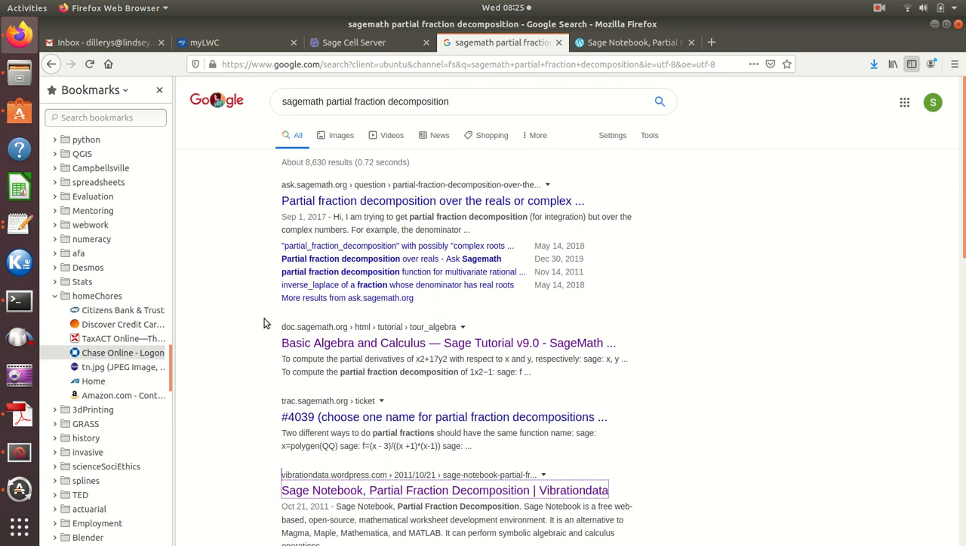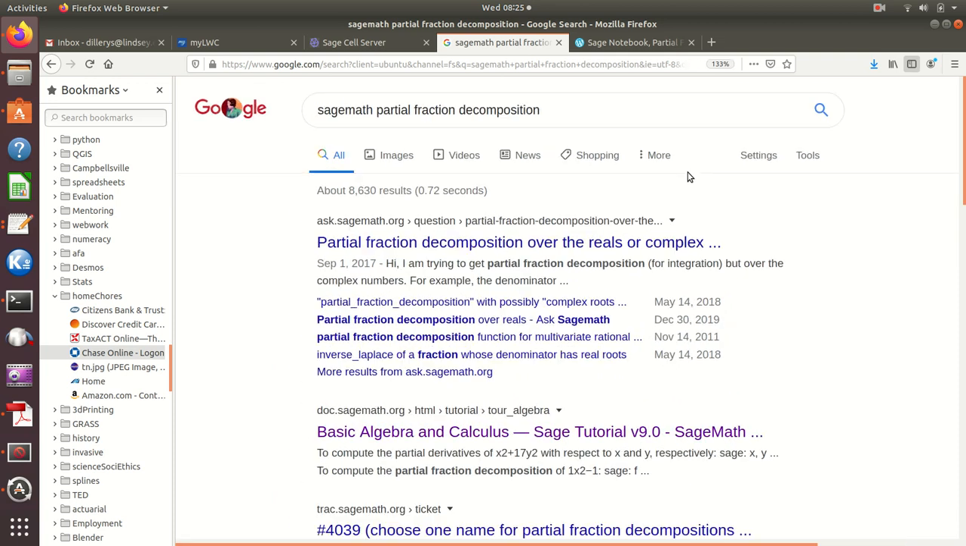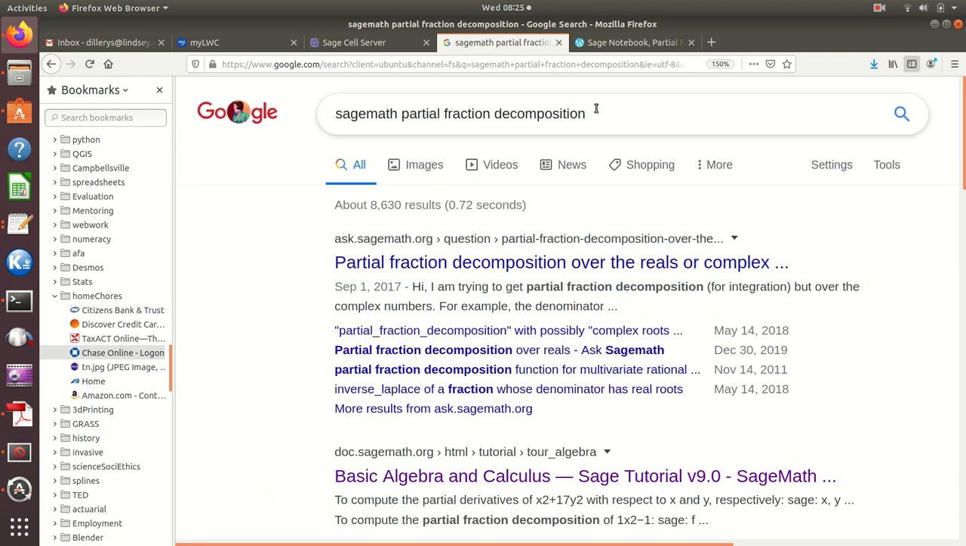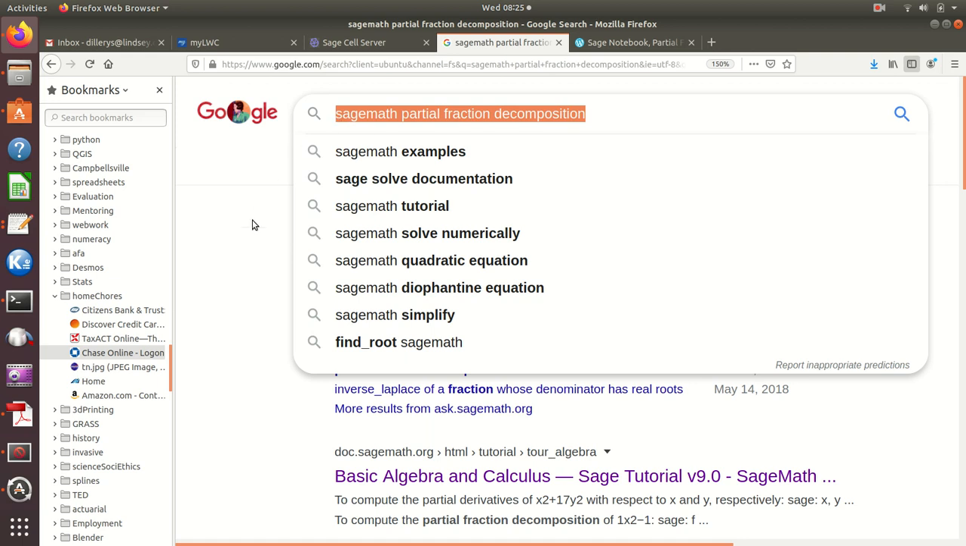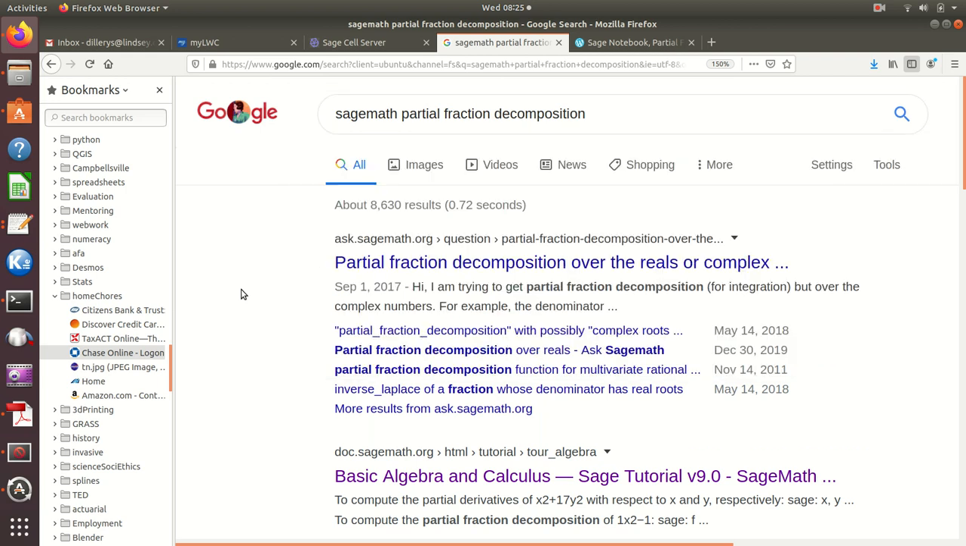All right, so here is some partial fraction decomposition with SageMath. Actually, SageCell will be doing it, but SageMath is the thing that runs SageCell. So what I did was I went here. I should make this a little bigger. I typed in SageMath partial fraction decomposition, because that's just what I tend to do to try to find out how to do things.